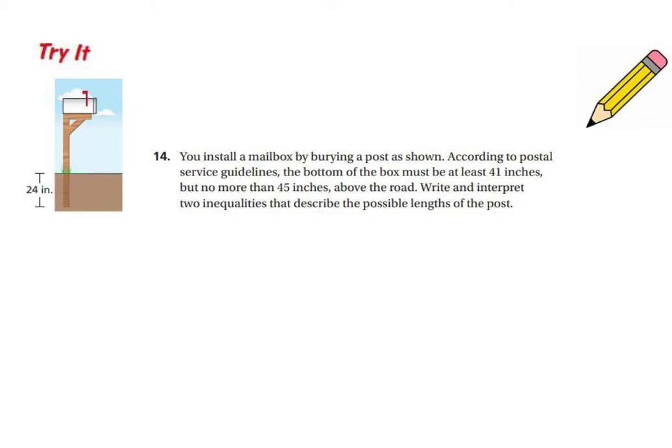So what we know is that the post is buried 24 inches deep. We're trying to find possible lengths of the post that we need to buy. The bottom of the post must be at least 41 inches. The bottom of the box, it must be at least 41 inches. And at most, it could be 45.